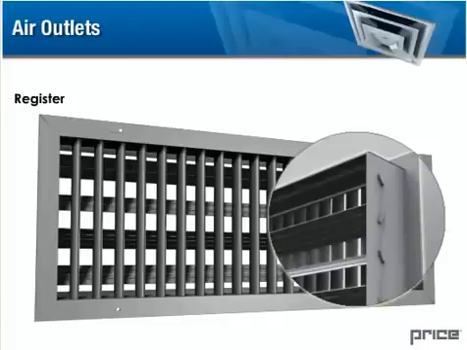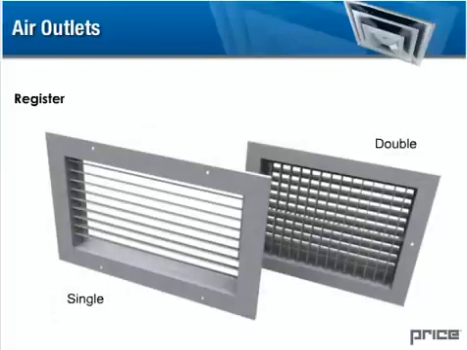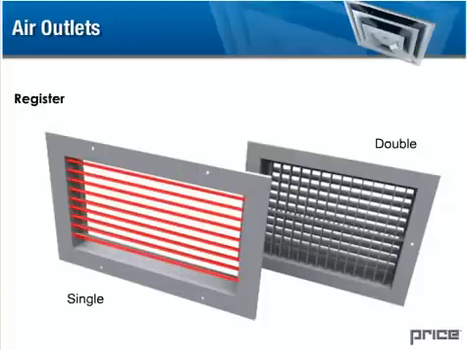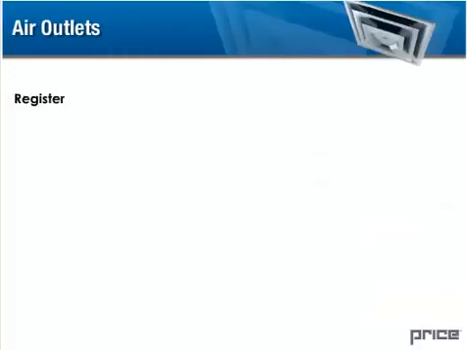Supply grills and registers usually have adjustable louvers and are available in single or double deflection models. The single deflection type includes one set of blades in the horizontal or vertical orientation. Air pattern is adjustable in one plane only. The double deflection type includes two sets of blades in both the horizontal and vertical orientation. Air pattern is adjustable in both the horizontal and vertical planes.